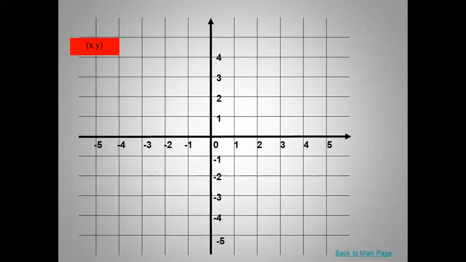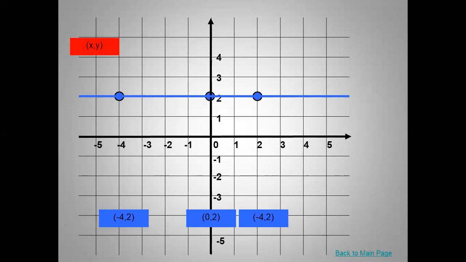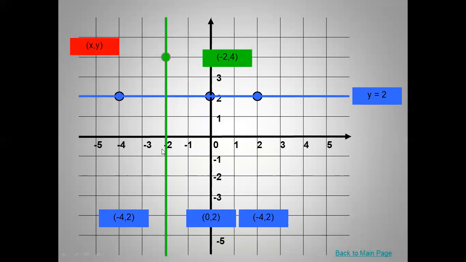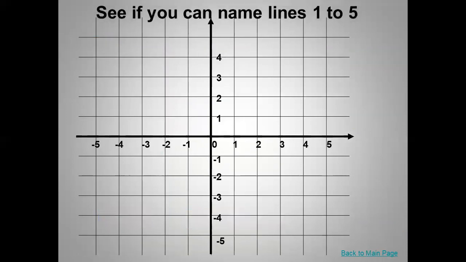Let's try these lines. He will give me some lines and you will give me their names. Does this line cut the y-axis or the x-axis? It cuts the y-axis. So it's called y equals 2. Now, if you gave me this line, does it cut the x-axis or the y-axis? It cuts the x-axis at -2. So this line is called x equals -2.